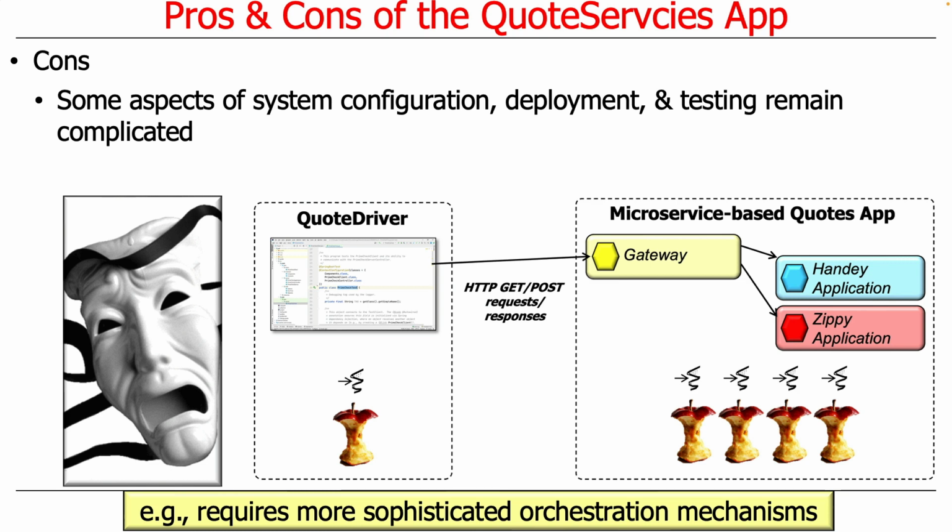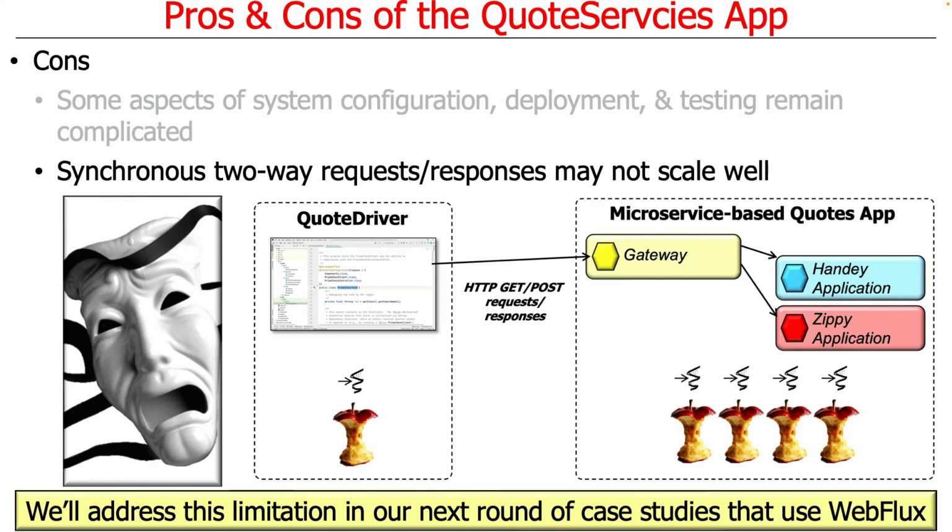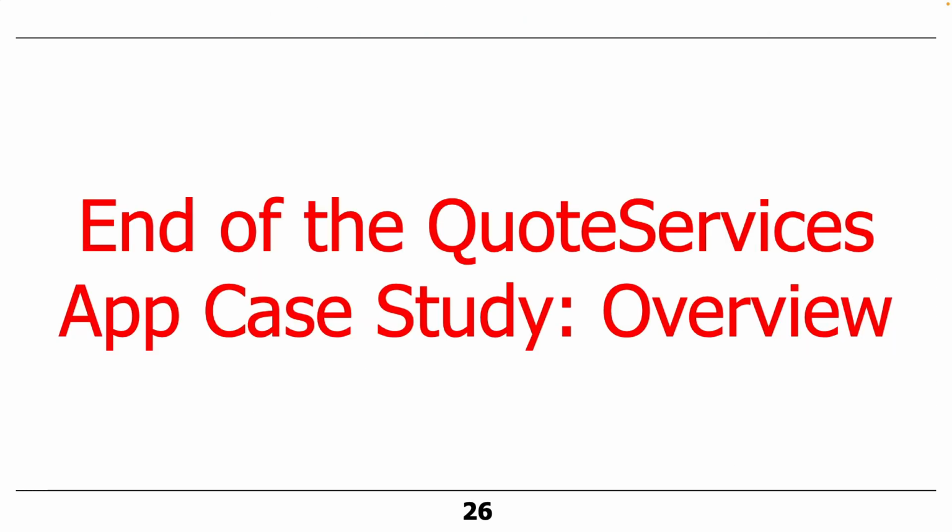And if you work on production systems, there's often people in organizations whose sole purpose in life is to manage the configuration and deployment aspect. And the other issue here, as we've talked about many times, is that synchronous two-way requests and responses may not scale all that well for a variety of reasons. And we'll address that particular problem in the next round of case studies that will use Spring WebFlux, starting probably next week. So that's the end of the overview of this particular case study.